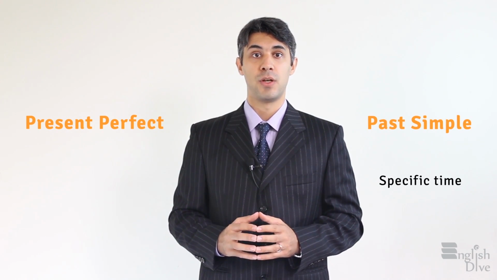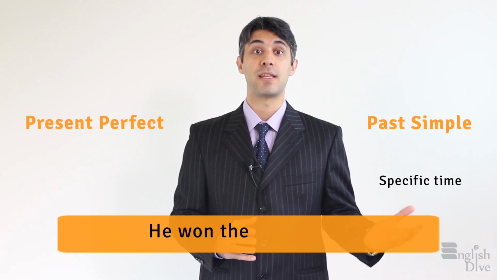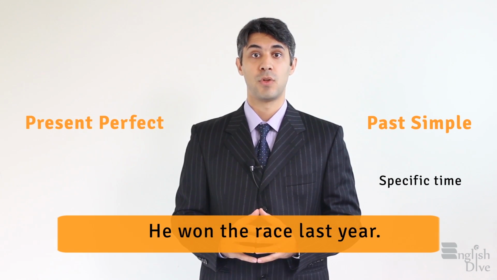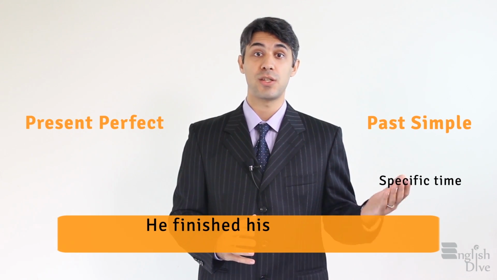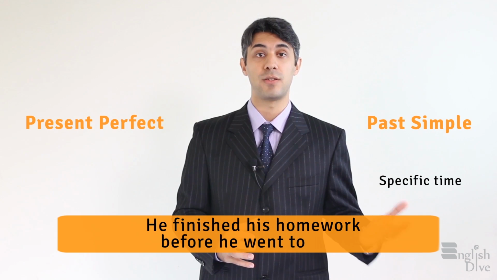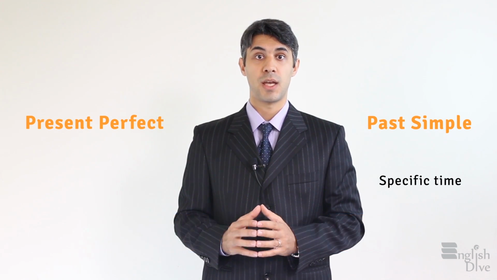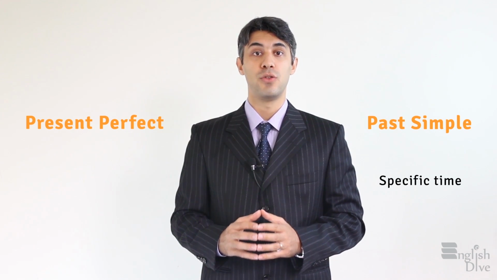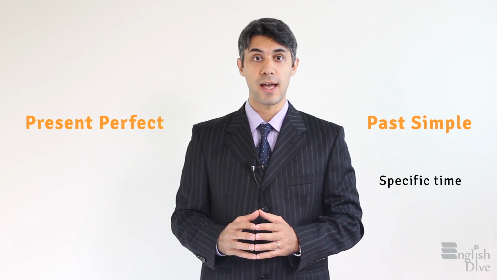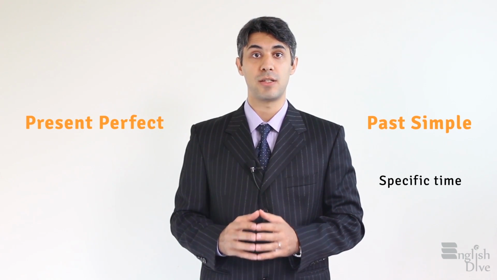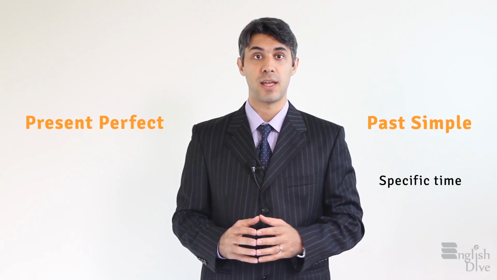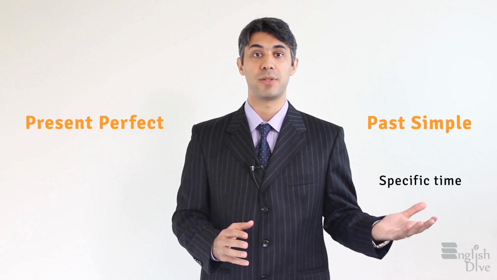For example, you say, he won the race last year. Or you say, he finished his homework before he went to bed. In those sentences, you are referring to the time in which the activity took place very specifically, and you use the past simple tense. That was the first point that you have to pay attention to.